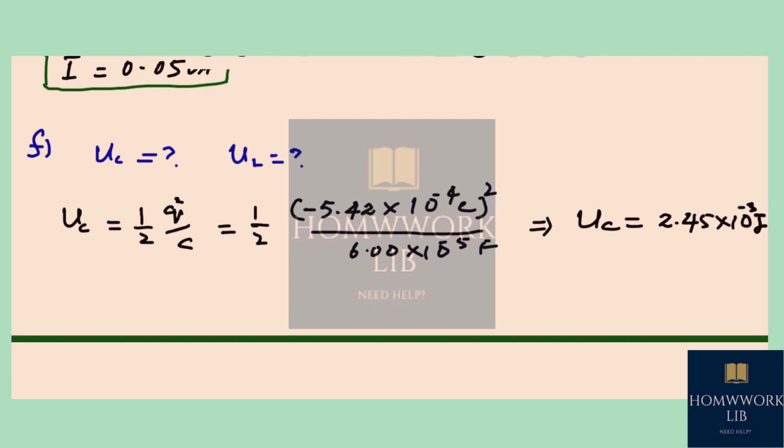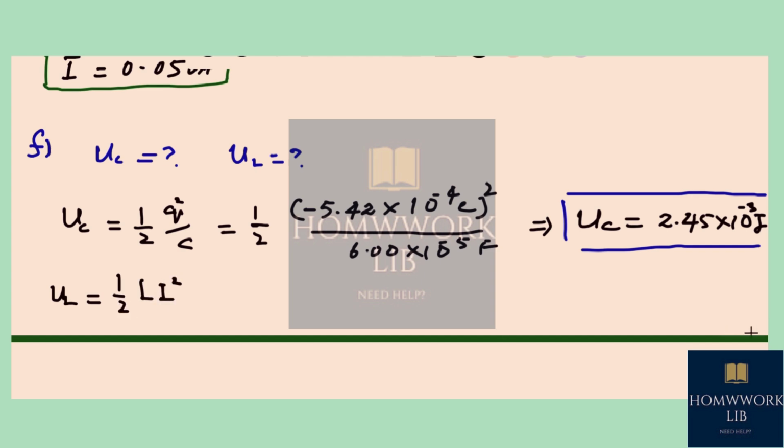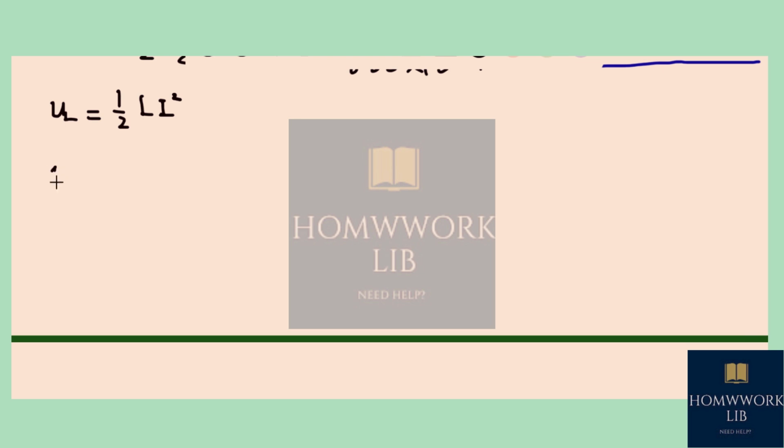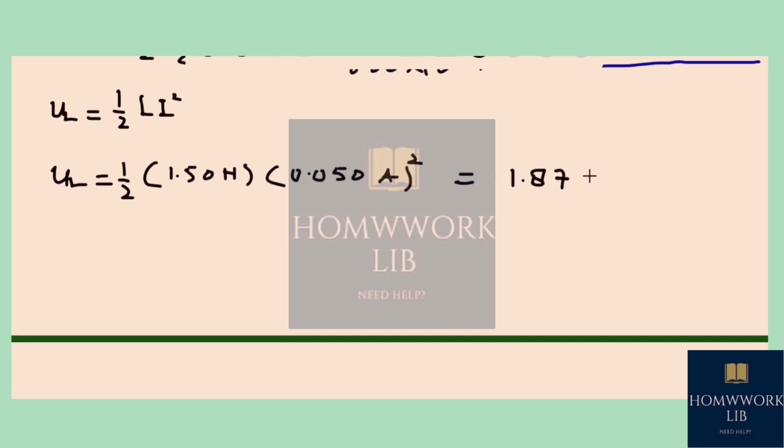Now let's write the formula for the energy stored in the inductor, that is UL. UL equals 1 divided by 2 L i squared. Now let's write the values into this equation. UL equals 1 divided by 2 times L, which has the value of 1.50 Henry, times I, which is 0.050 ampere, whole squared. So this is equal to 1.87 × 10^-3 joule.